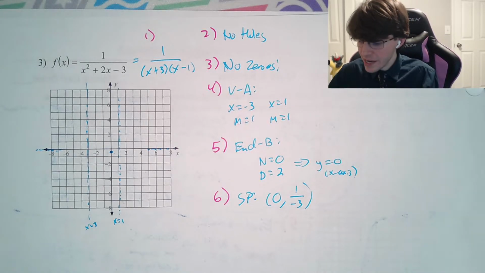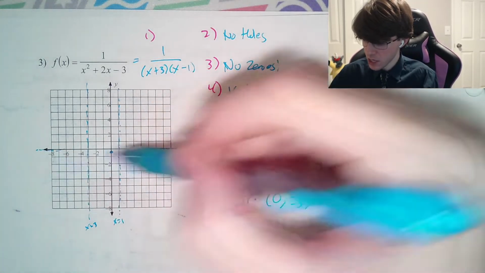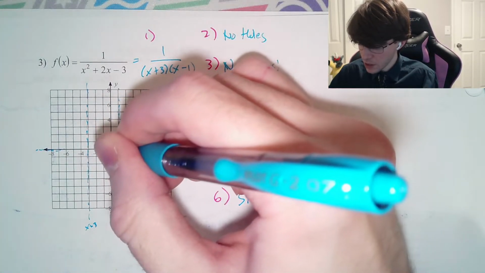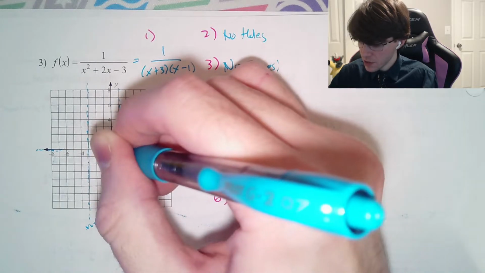So this one's weird because it never crosses the x-axis. If there are no zeros, it never ever crosses the x-axis. You're never going to cross that line. So from here, the only option is to kind of go back towards this asymptote. And for here, it's the same thing.